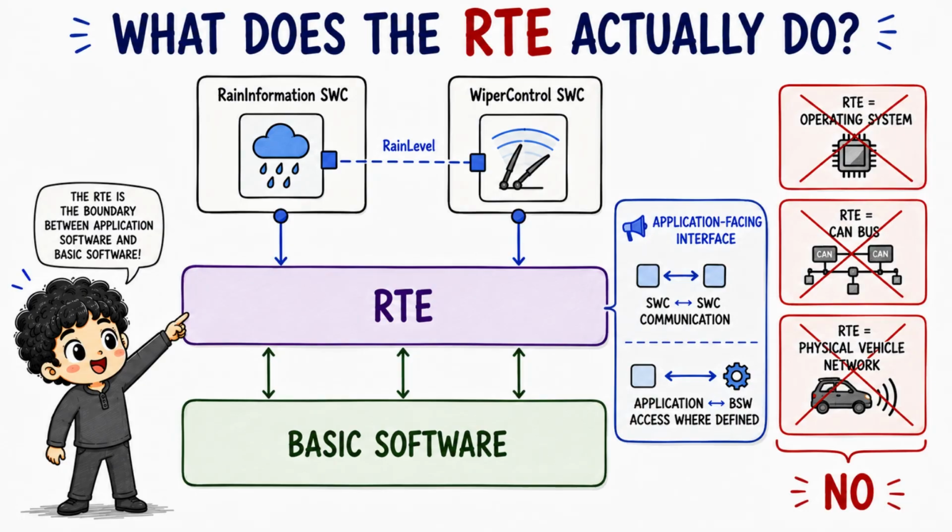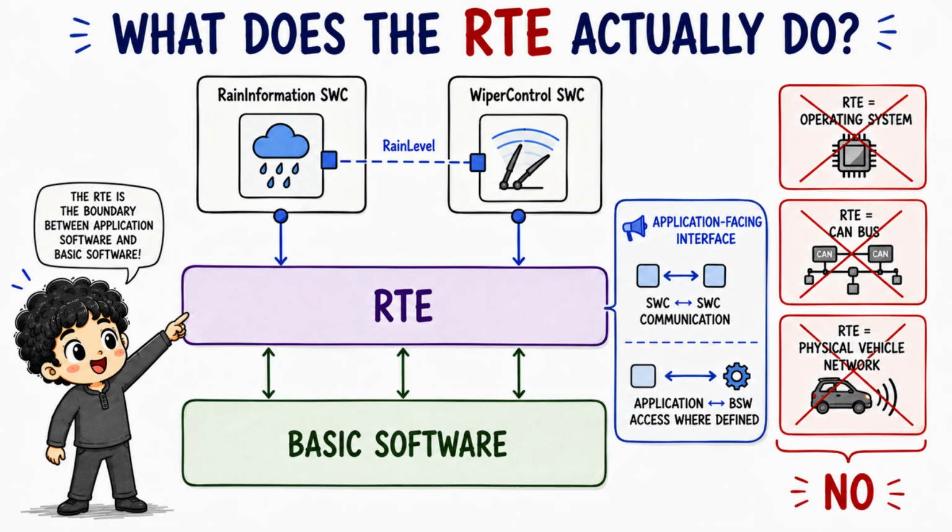Suppose our wiper control software component needs rain level from another component. The consuming component should not need to know whether that information was calculated locally, received through another ECU, or originated from a different hardware implementation. It interacts through its defined AUTOSAR software interface. The RTE helps realize that communication in the configured ECU.